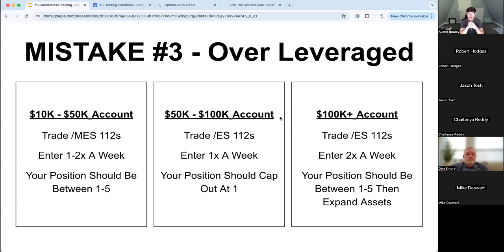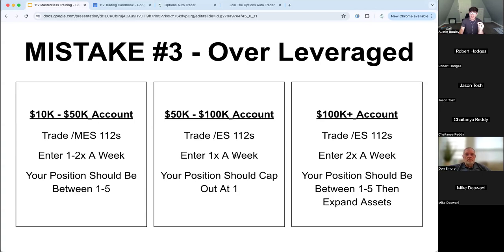If you have a $10,000 to $50,000 account, this looks like trading an MES 112. You don't have money for ES yet, so don't worry about it, but you can do MES and still make good money. You'll be entering one to two times a week, depending on the account size. If you're at 10,000, it'll be once. If you're closer to 50, you can do 2 and maybe 3 times a week. Your position sizing will probably be somewhere between 1 to 5, which means you'll be doing a 112, or if you're doing 2 of them, a 224 or a 336 or something like that. So your position sizing will be between 1 to 5.